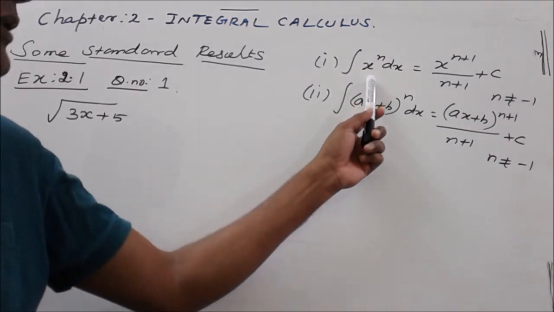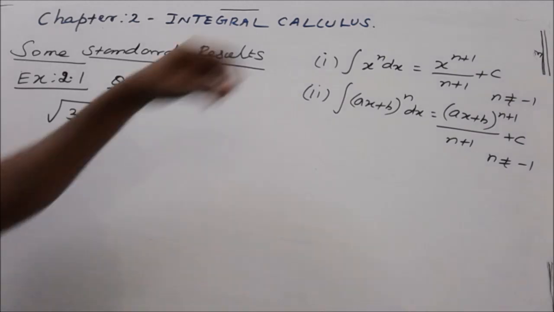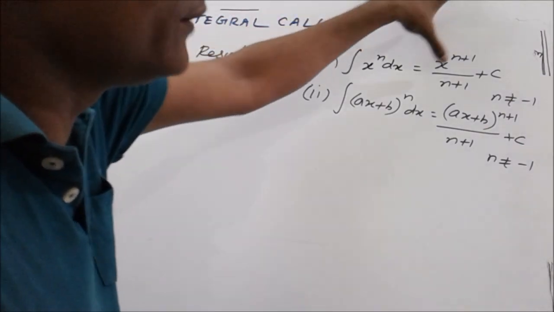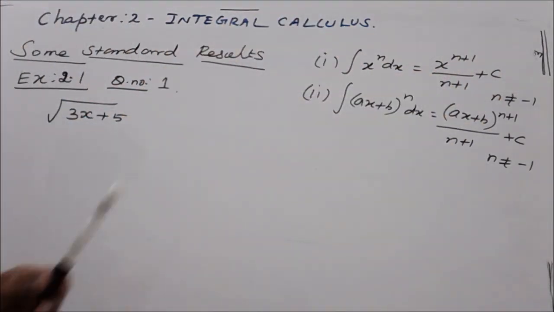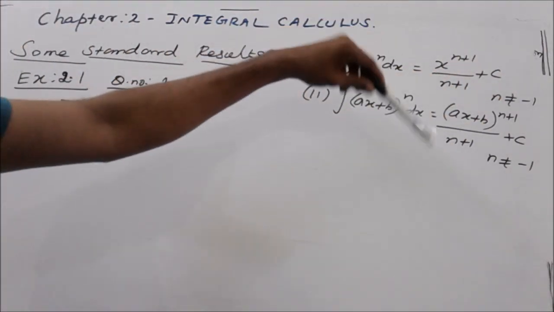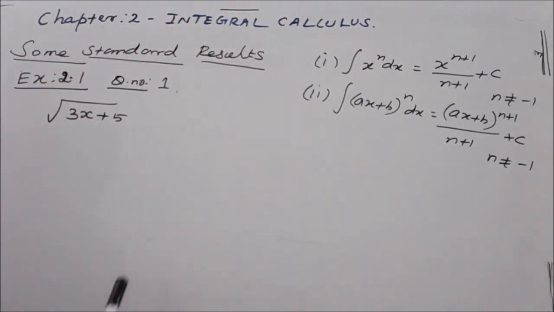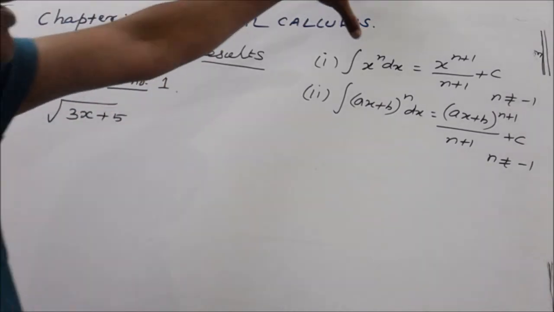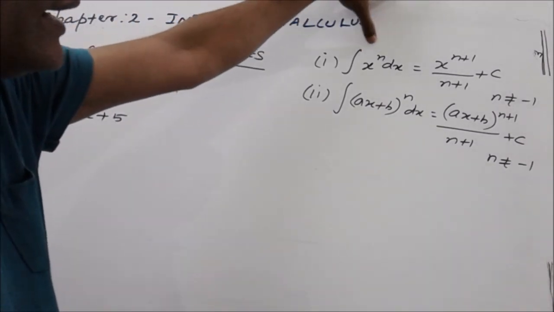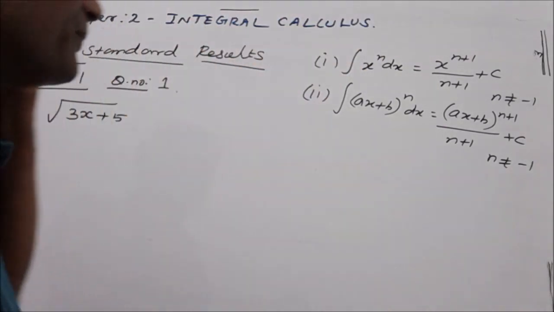The first one is integral x power n dx. Integral x power n dx is equal to x to the power n plus 1 divided by n plus 1 plus c. These are derived results. These are directly obtained by using some formulas, some steps. Now they have given us the formulas, so you should memorize these types of formulas.